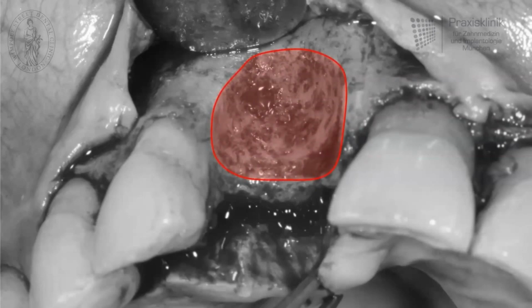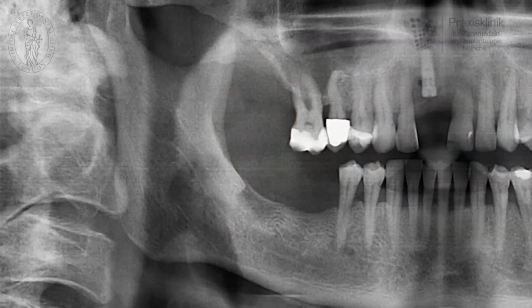Now we have to restore this defect, and ideally we use for this procedure the patient's own bone. So the question is, where to harvest this bone? Here, marked with a red rectangle, we see the donor site, an area at the posterior region of the lower jaw where we can harvest enough bone in a very good quality to replace the missing bone at the bony defect in the upper jaw.